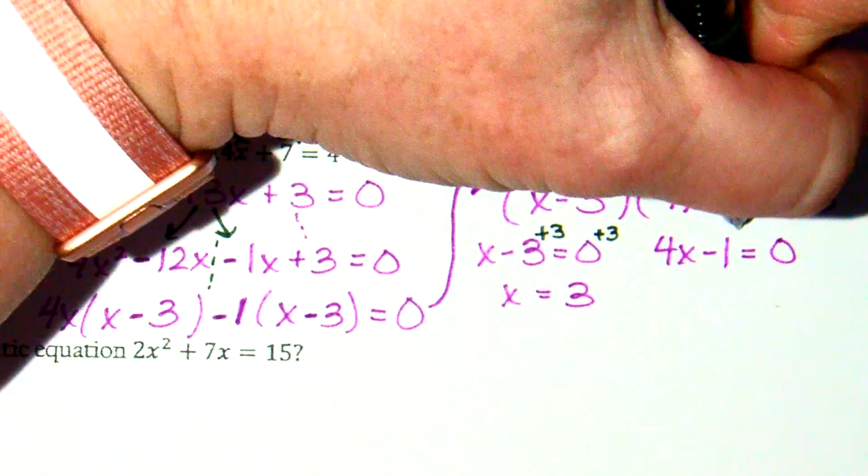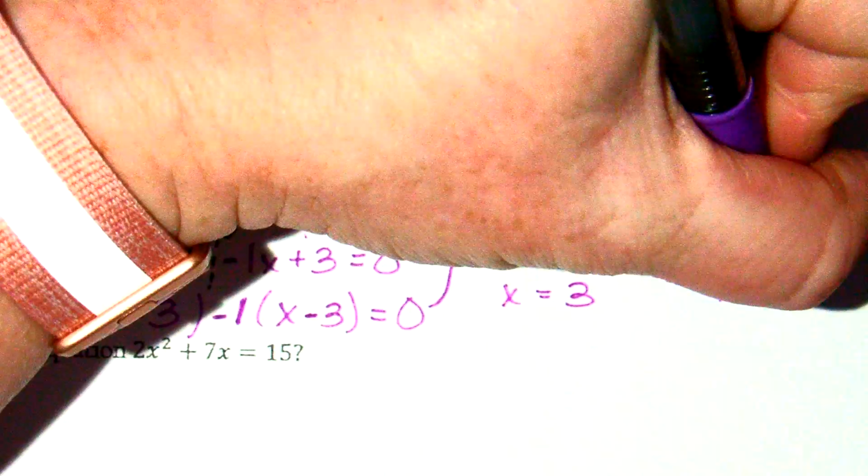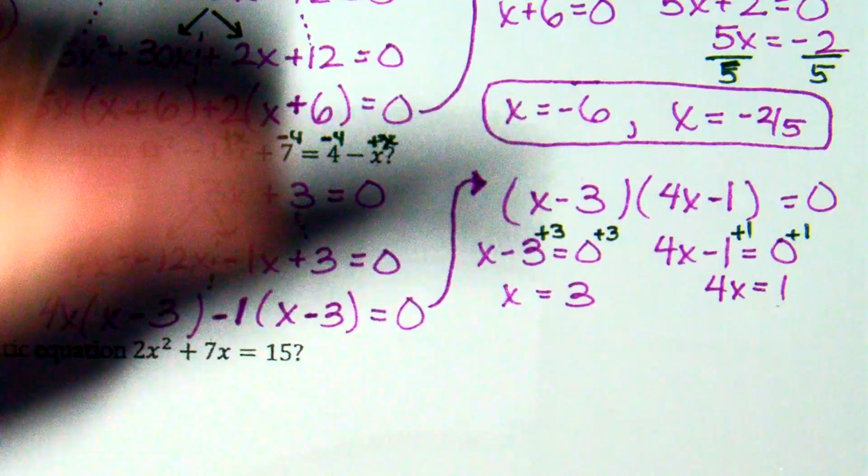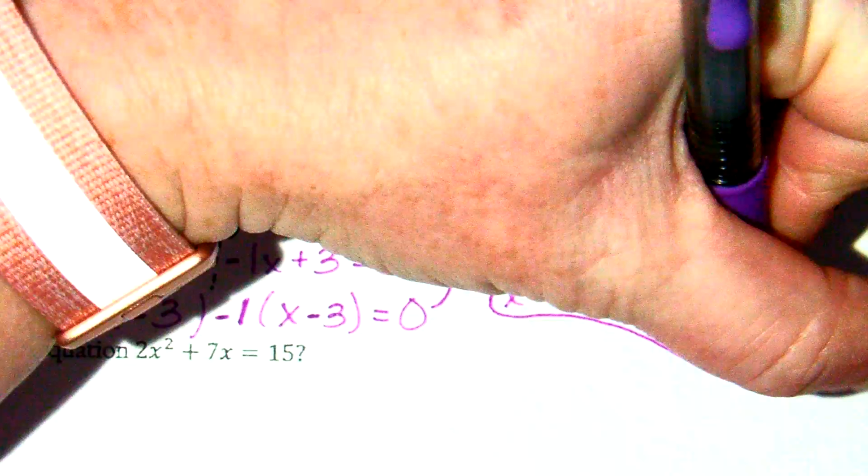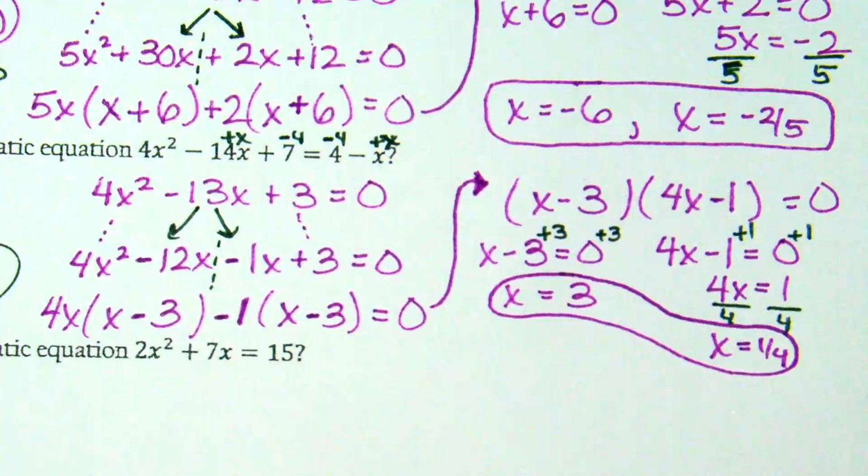If it's 4x minus 1, add 1. So 4x equals 1, and then divide by 4, and x is 1/4. So I have solutions of 3 and 1/4. X equals 3 and x equals 1/4.